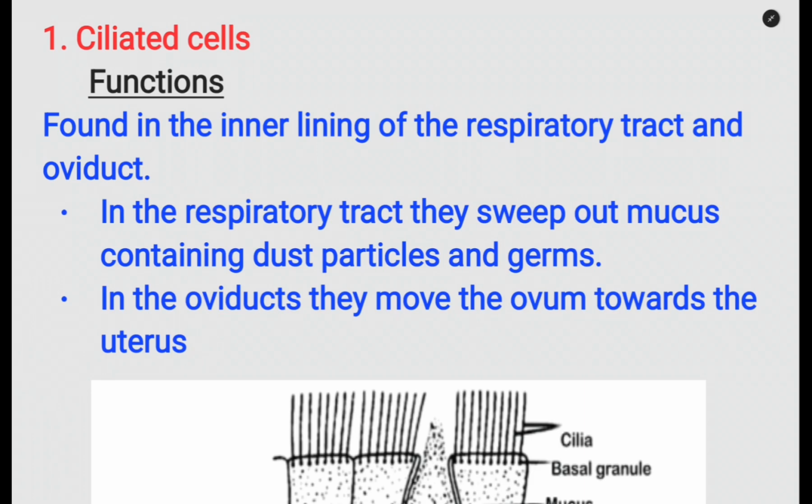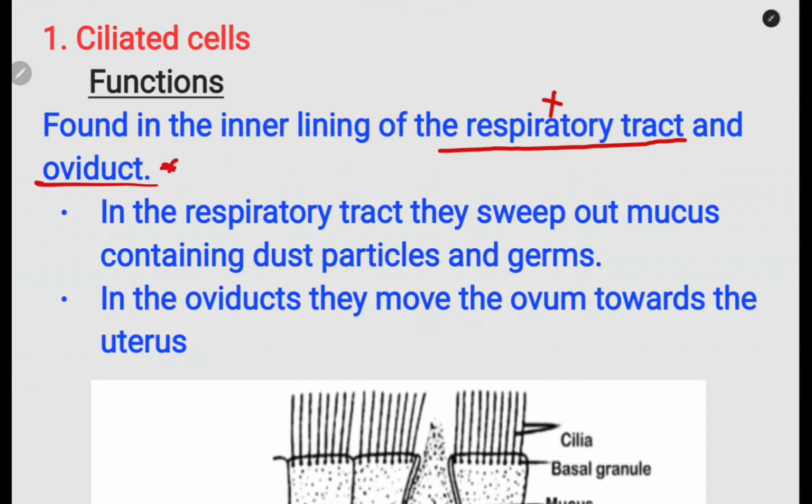One, they are found in the lining of the respiratory tract. That is where you find them. And also in the oviduct. So if you are asked where they are found, these are the two parts where they are found. Now, what are the functions? Since they are found in the lining of the respiratory tract as well as in the oviduct, when giving the function, you're going to consider what they do in the respiratory tract or what they do in the oviduct.